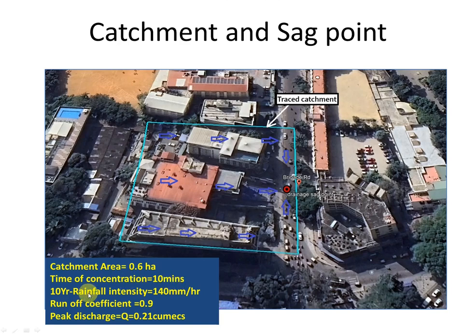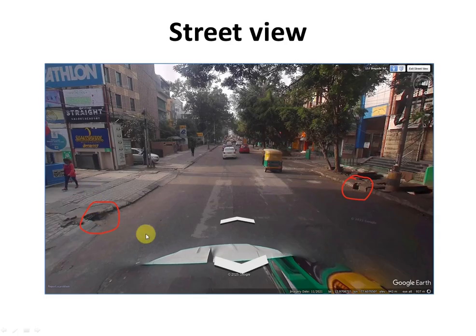I am designing for the 10-year rainfall intensity, that is 140 mm per hour, and I am considering a coefficient of runoff of 0.9 because it's a fully urbanized area, with some minor traces of tree coverage. The peak discharge I computed from the rational method is 0.21 Qmax. For this case I will propose the sag inlets at the lowest point.